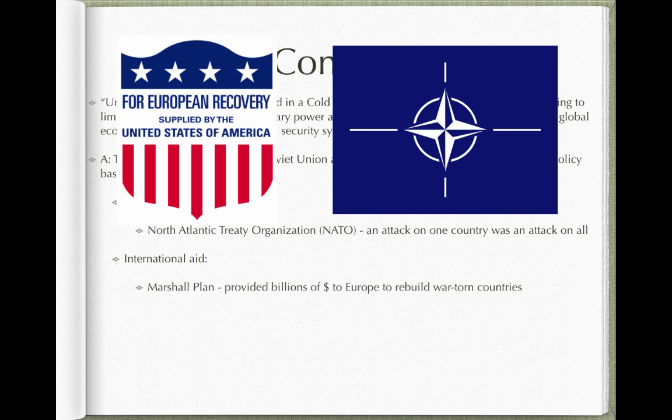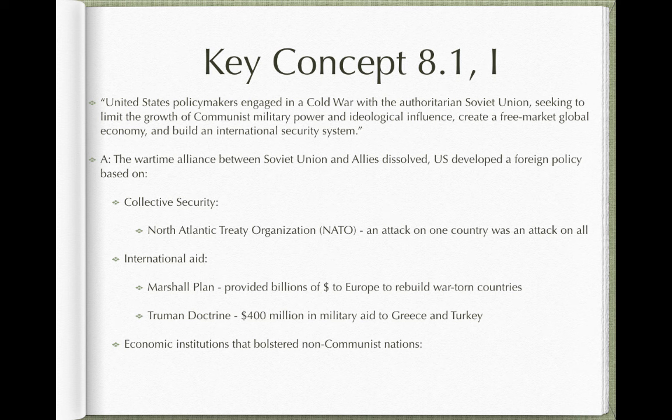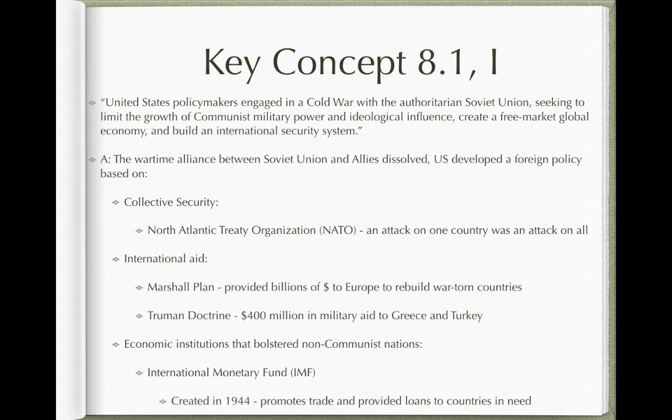We also have international aid, whether it's the Marshall Plan, which provided billions of dollars to Europe to rebuild the continent that was just destroyed during World War II, or the Truman Doctrine, which pledged $400 million in military aid to Greece and Turkey. So the U.S. is going to provide lots of money to European countries to improve their economies and hopefully make communism and the Soviet Union less appealing. Also, economic institutions were created that bolstered non-communist nations. You see things like the International Monetary Fund, or the IMF, which was created in 1944. And this organization hopes to promote trade and provide loans to countries in need. So there's different ways the U.S. tried to limit the appeal of communism.